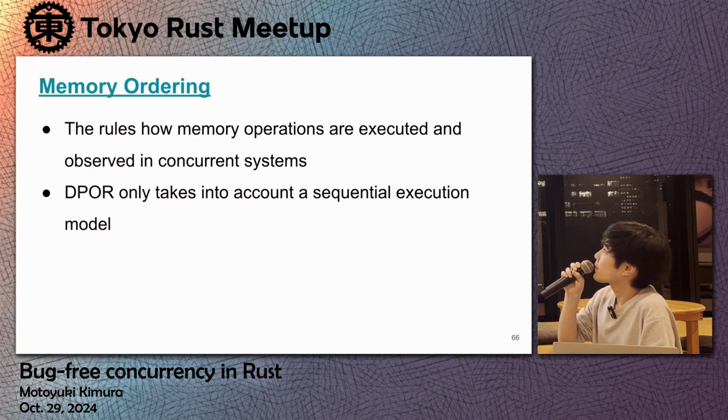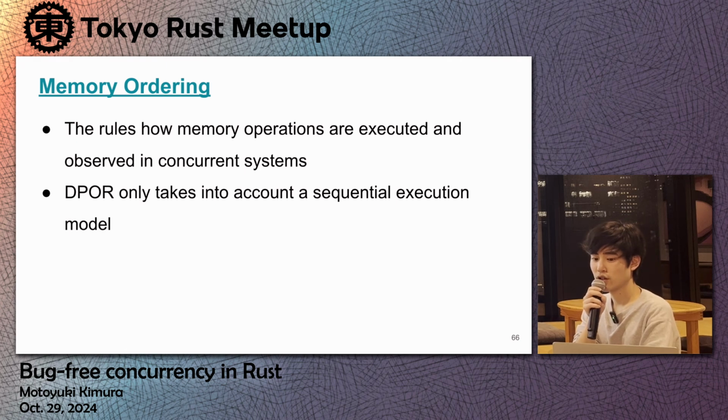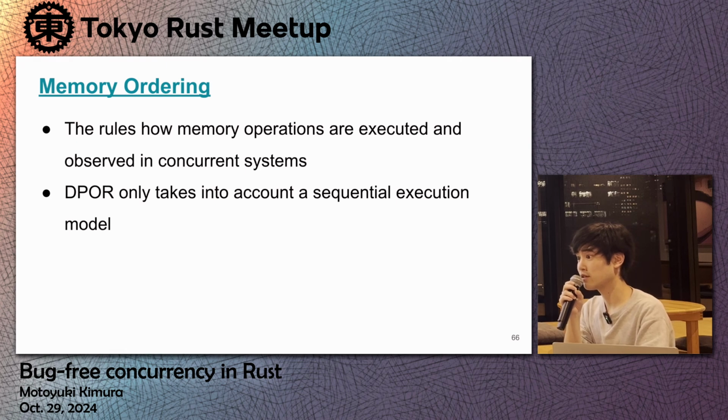Let's recap memory ordering. Memory ordering is the rule of how memory operations are executed and observed in concurrent systems. The previous method, DPOR, only takes into account the sequential execution model. But in reality, in real C or C++ code bases, there are much more complex read results caused by memory ordering. So we need to have a way to handle that.